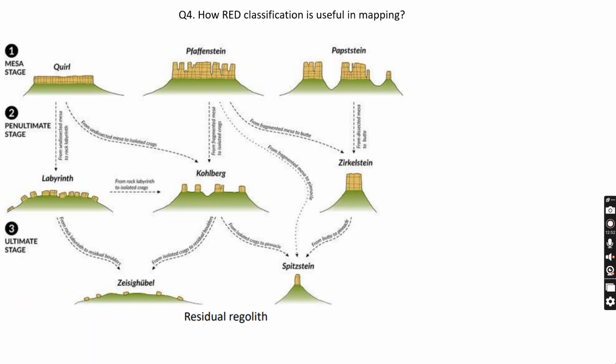Now, if we see how the RED classification is useful in mapping, naturally, if we see this diagram, this initial phase, how it could gradually weather and material got transported. This is at the end. This is the portion left. So this portion will come under residual regolith. Whatever material could be transported will definitely be erosional regolith. As we know, erosion means weathering plus transportation. And depositional regolith will be accumulated in the lowest lying portion.